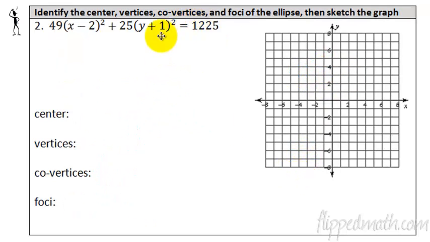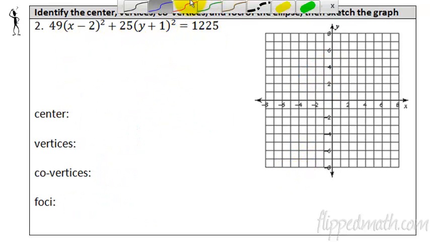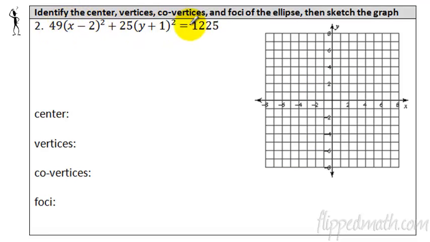Number 2, you're going to try it on your own, but we first have to help you set up a little bit here, and that is it must equal 1 before you can figure out all the a, b, and c stuff. So that means whatever the other side is, you have to divide every term by that number to create a 1. So dividing by 1225 will equal 1, and that means over here we go 1225, and here we go 1225.